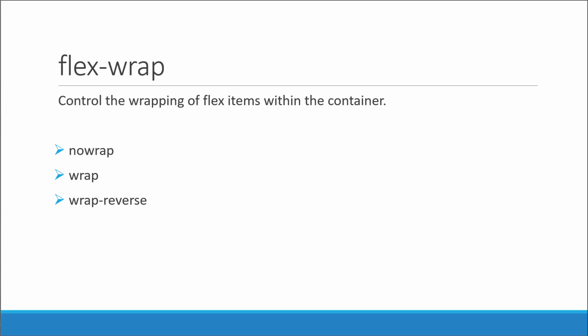So, the Flex Wrap property is used to control the wrapping of Flex items within the container. The possible values are no wrap, which is default, wrap, which wraps the content into the next row or column, and wrap reverse, which wraps the content into the previous row or column.